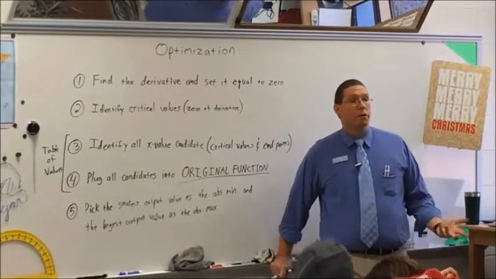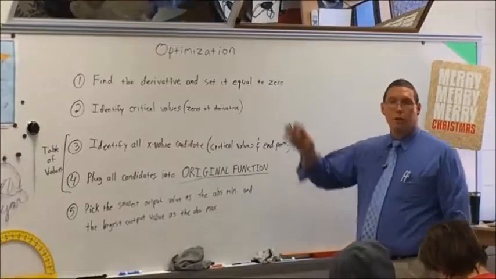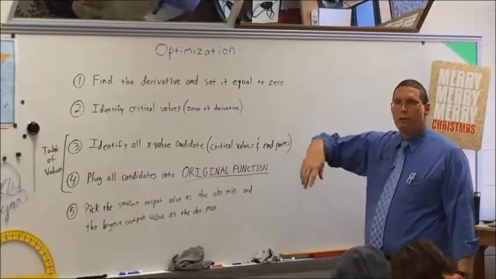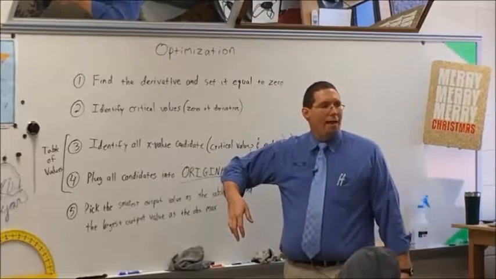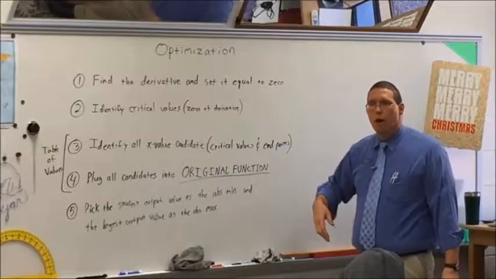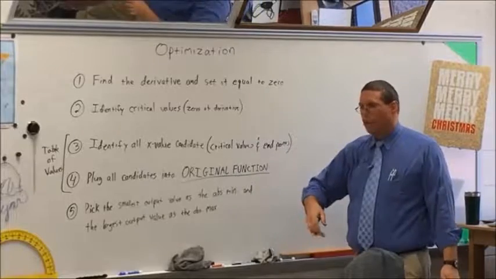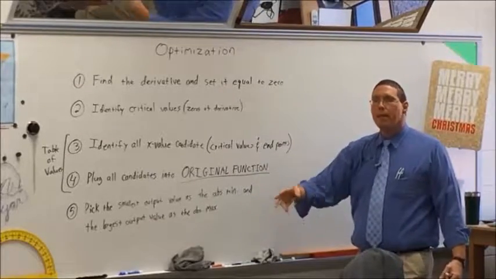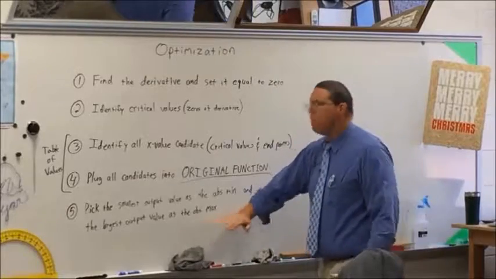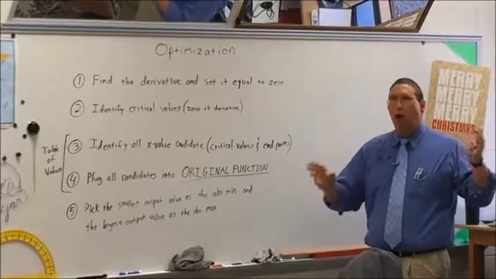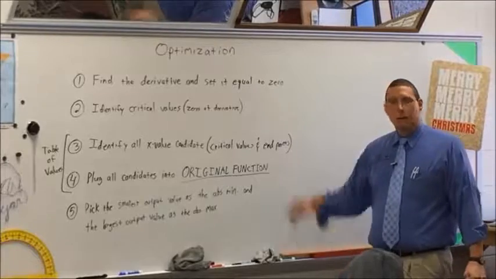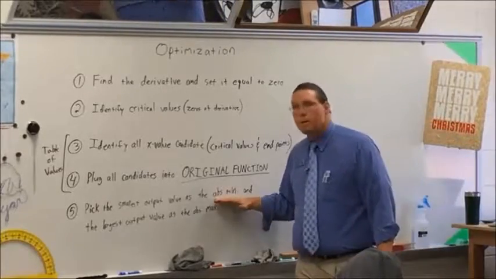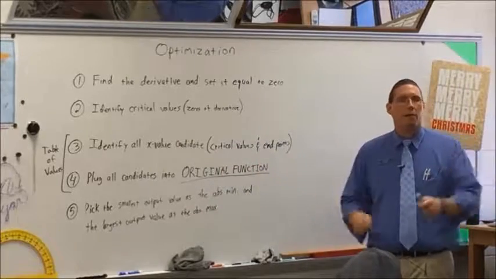So basically, you're looking at your list. You have all your candidates, you have all your x values, you've plugged them all into the function, so you have all the output values at those x values. Of all those output values, whichever one is the largest number is the absolute maximum of that function on that closed interval. Whichever of those numbers is the smallest number is the absolute minimum of that function on that closed interval.